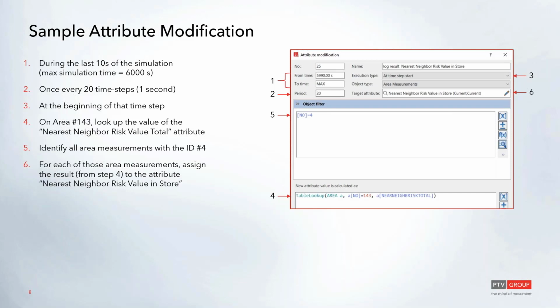It will basically, at the beginning of the time step, look at area 143 and look up the risk value attribute, and then identify all the area measurements with the ID number 4. And then for each of those, we will assign it a value called nearest neighbor risk value in store.